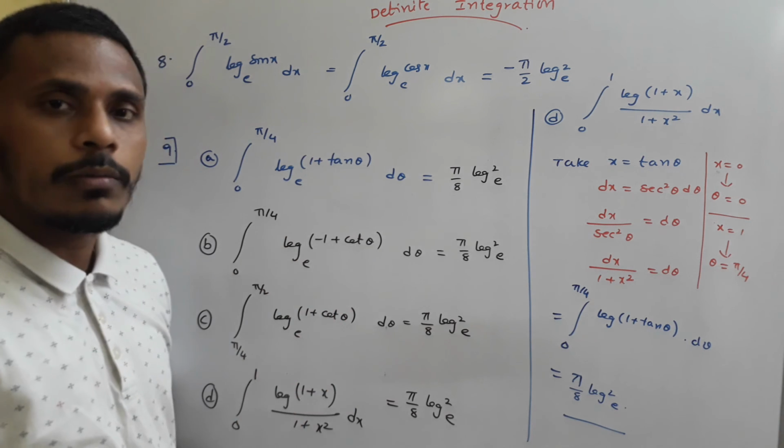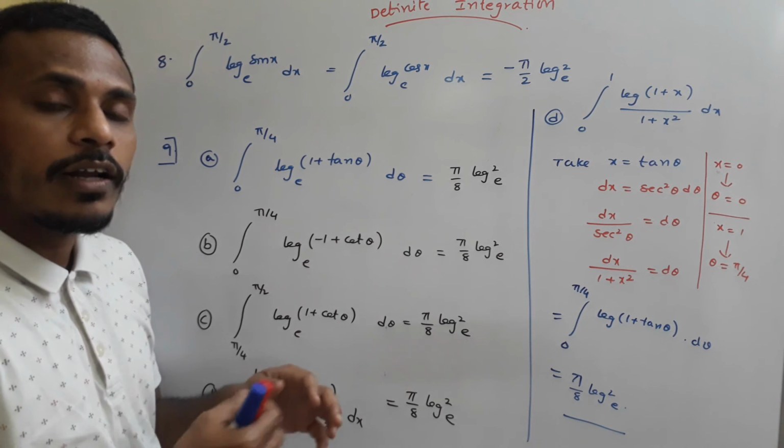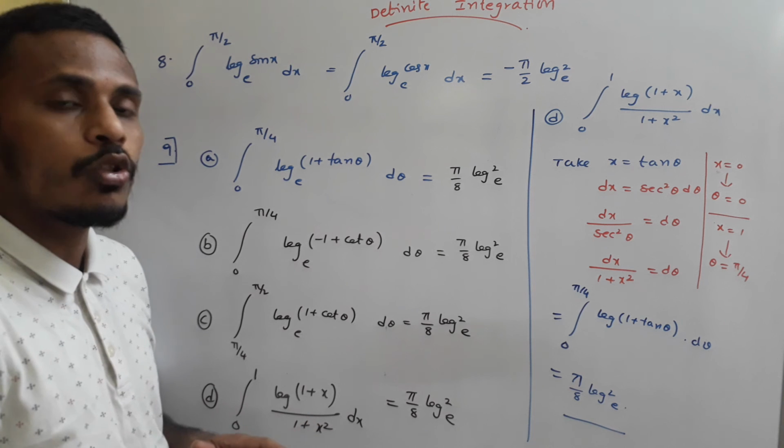Not only for these problems, if you face any problem, just try to convert the problem into any one of these forms, then your answer is pi by 8 log 2 to the base e.